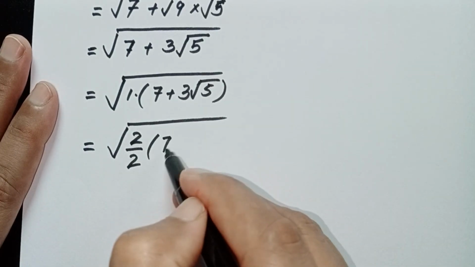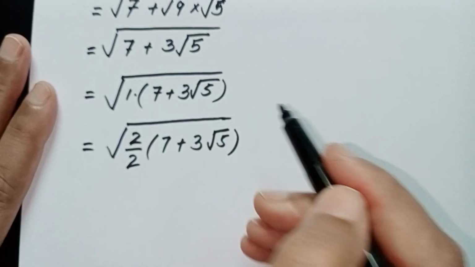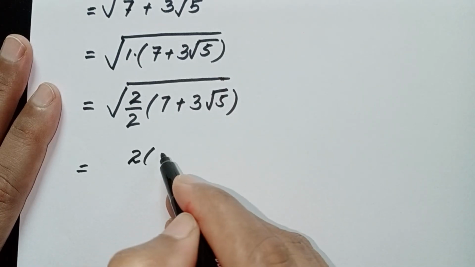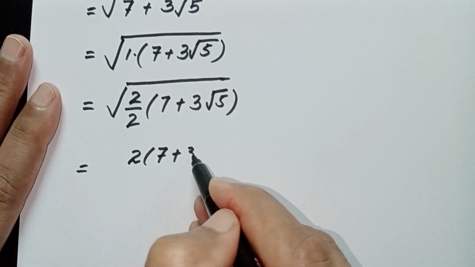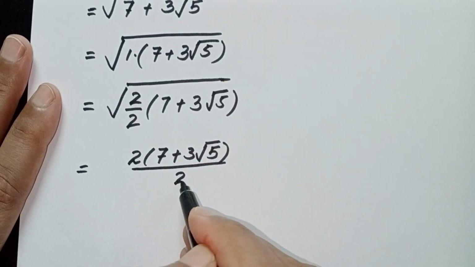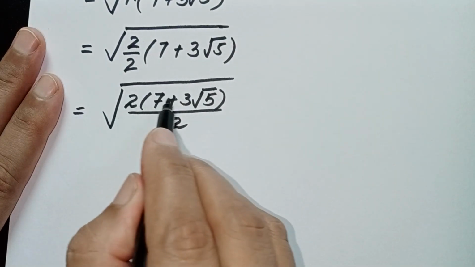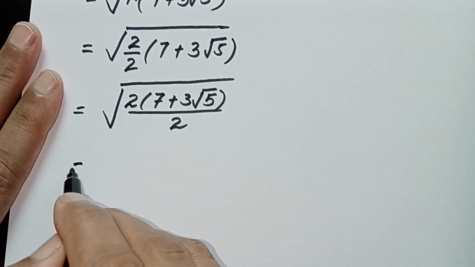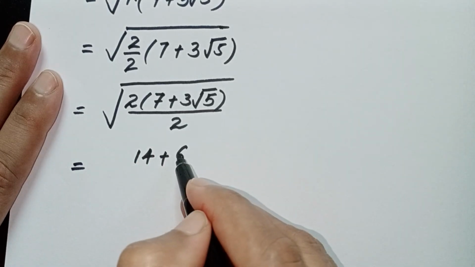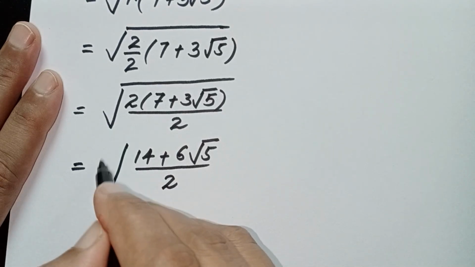So there is no difference if we write 2 over 2 times 7 plus 3 times square root 5, whole square root. In the next step we will multiply 2 into this expression: 2 times 7 plus 3 times square root 5 over 2, whole square root. So now multiply 2 with this expression. We have 2 times 7 is 14 plus 2 times 3 is 6 square root 5 over 2, whole square root.